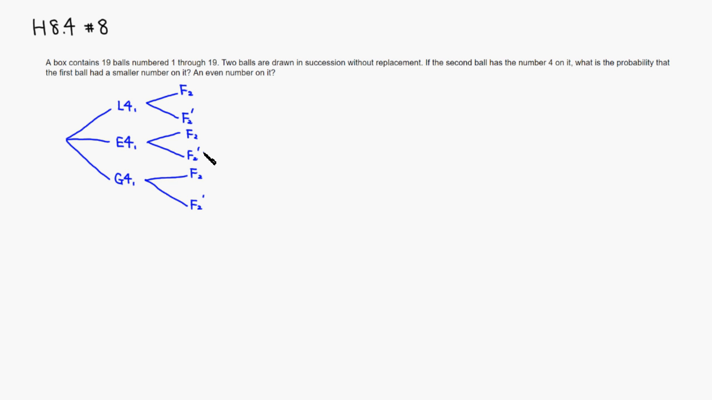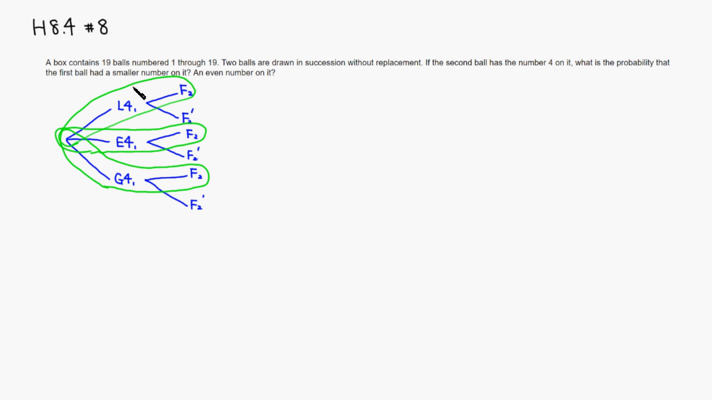Alright, the only probabilities that we need are F2 along with L4. We're talking about this branch, and also this one, because F2 is there, and then another F2 right there. So let's fill in the probabilities.